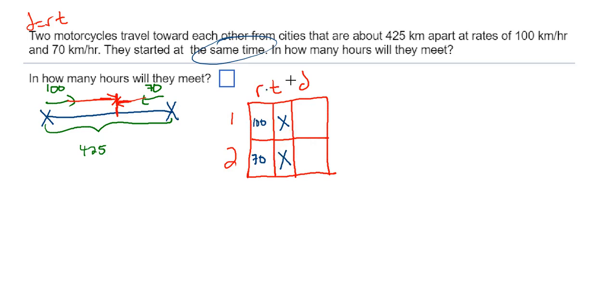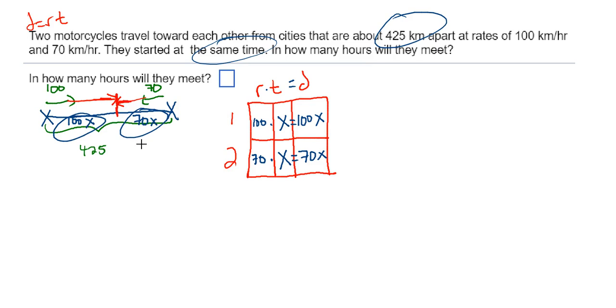And then we'll use the formula to multiply across, so we get 100 times X. That represents the distance traveled by the first motorcyclist. For the second motorcyclist, we multiply across, we get 70 times X. And again, that represents the distance for the second motorcyclist. So 70x represents that person's distance. And they are 425 kilometers apart.